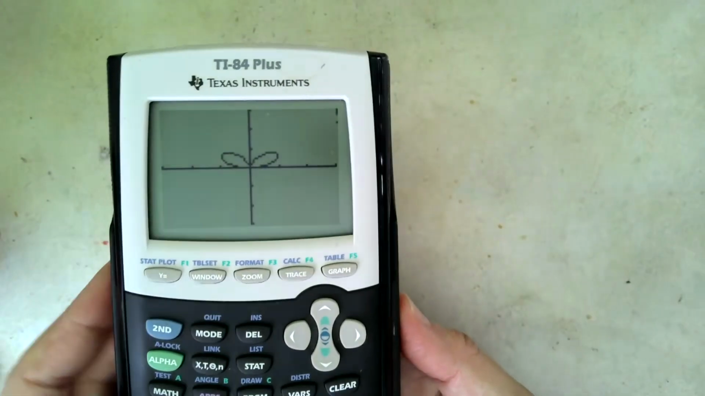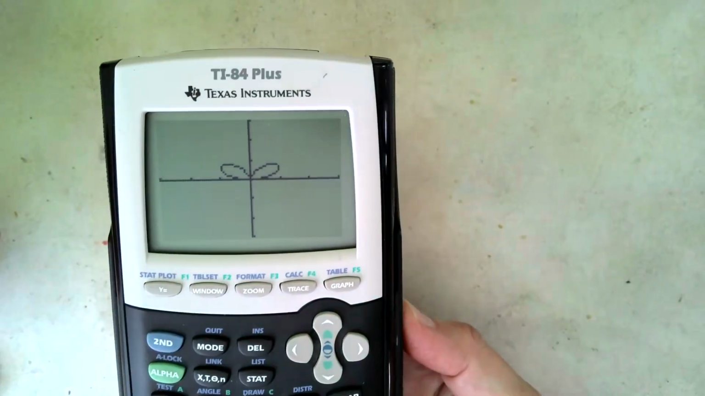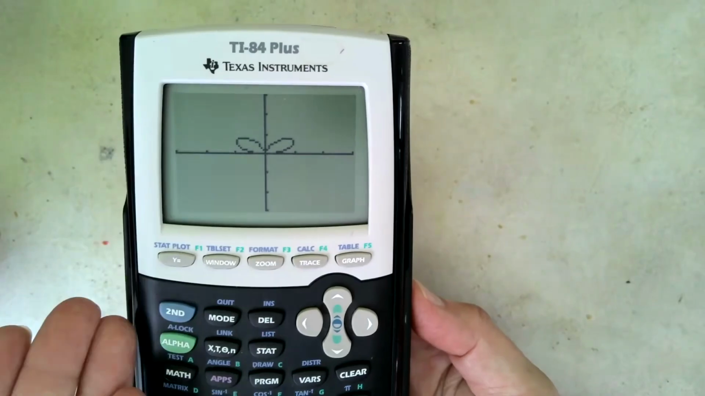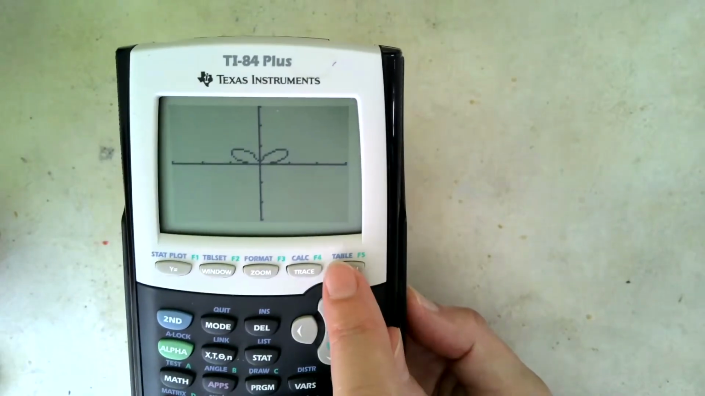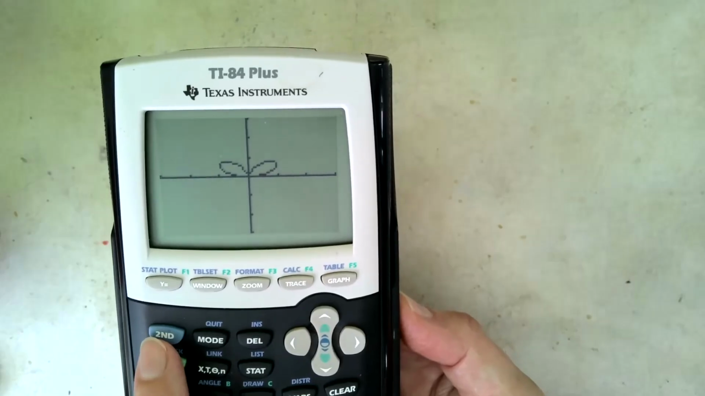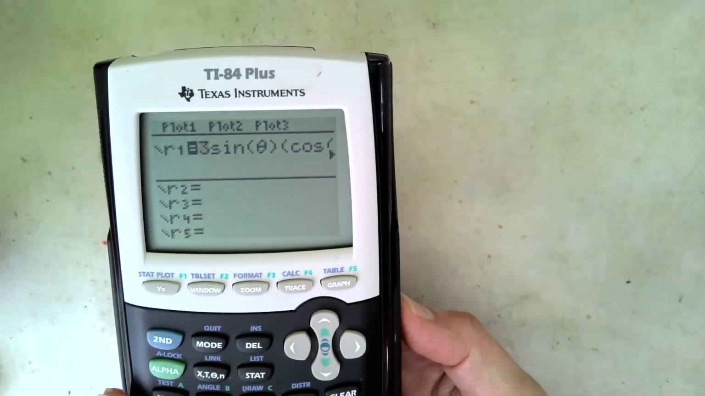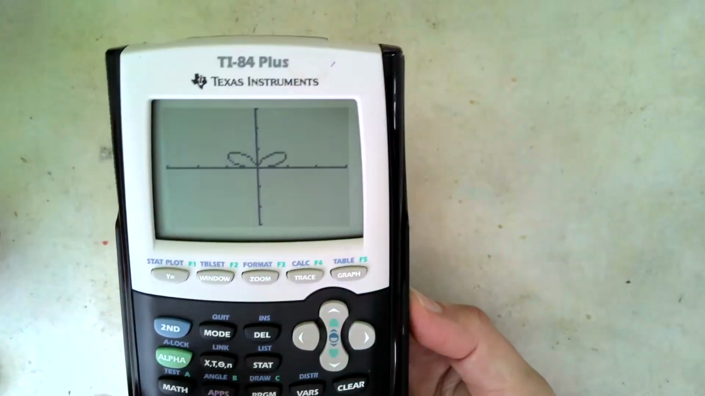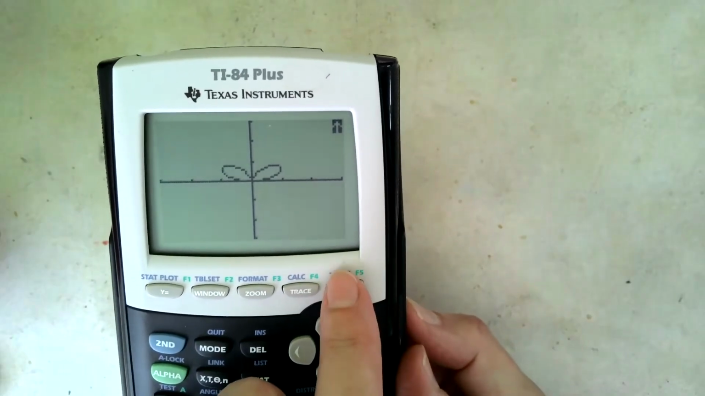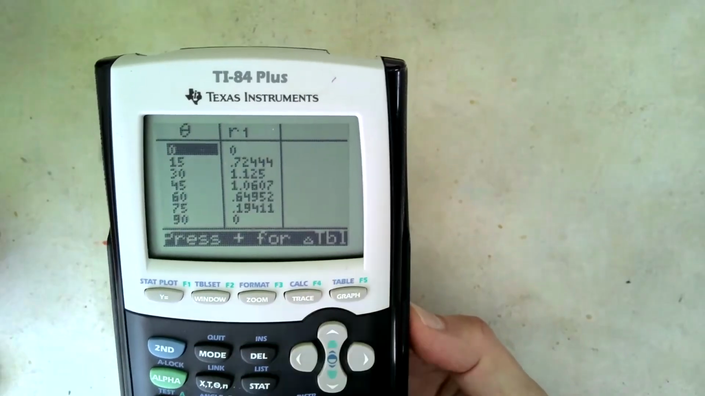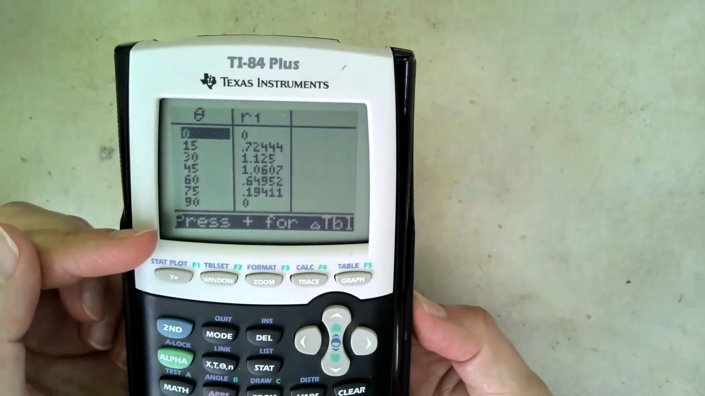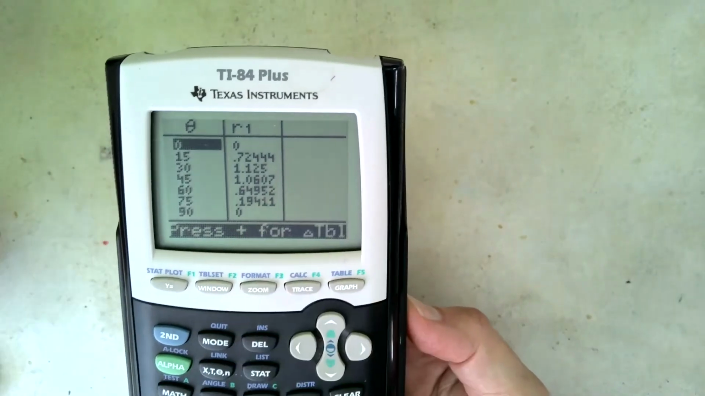The other thing I want to show you: we've created our picture here, but let's say you need to also include the values that created this. We'll see that little function right there, table. That's where they all live. So having typed in our graph and graphed it, we're now going to go second table, right? That's how we access our blue keys. And that is going to give us, for our theta values, how much our r is going up.